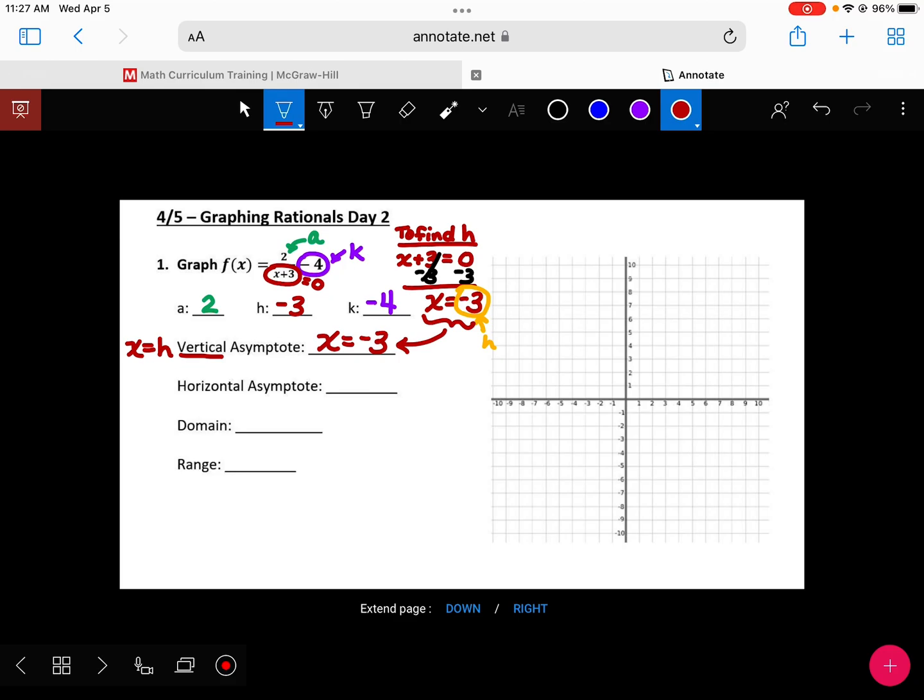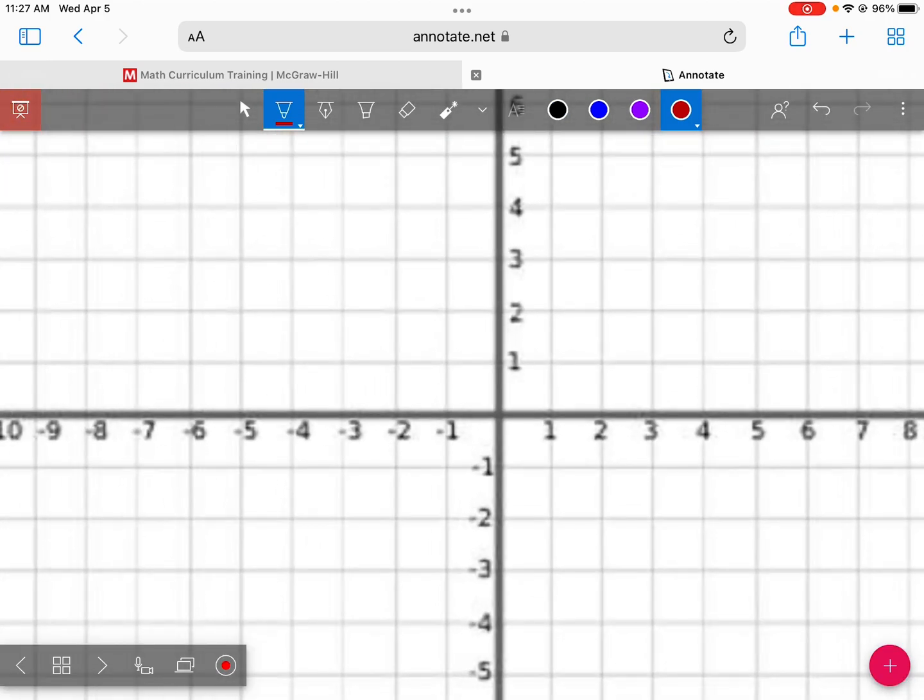And that's going to be the very first thing that I put on my graph. The way we graph our vertical asymptote, on the x-axis, I'm going to go find -3. So find -3 on the x-axis. I put a little point there. Which way does a vertical line go? Up and down like this. I'm going to draw an up and down dashed line through that point.